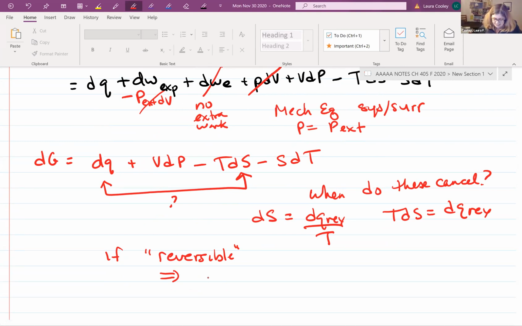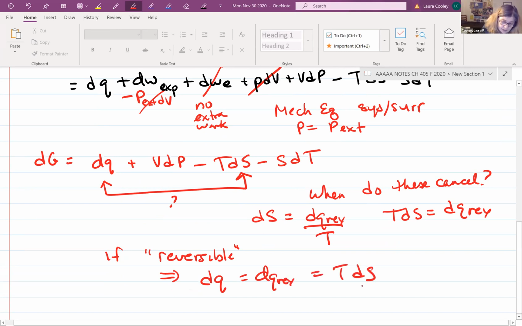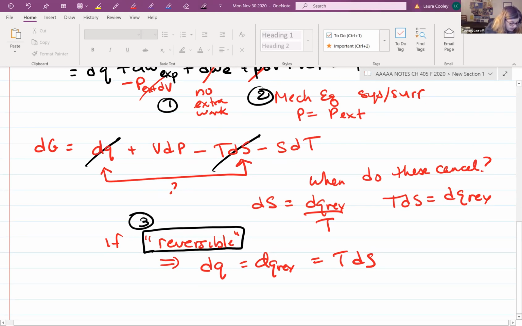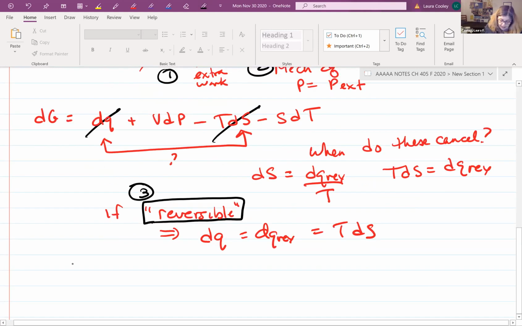So yeah, okay. If it's reversible, then dq is dq reversible, which is TdS. So I can cancel these if it's reversible. So that's another condition. So far I have 1, 2, and 3 conditions. And then I end up with what I want. dG is VdP minus SdT.